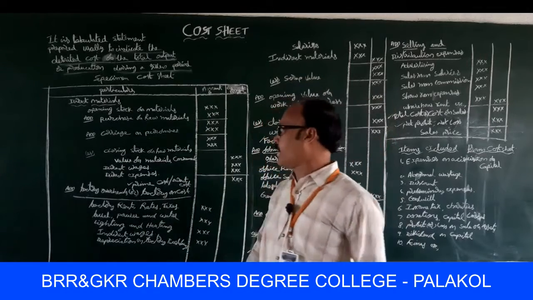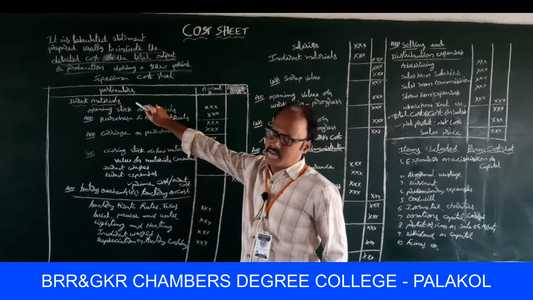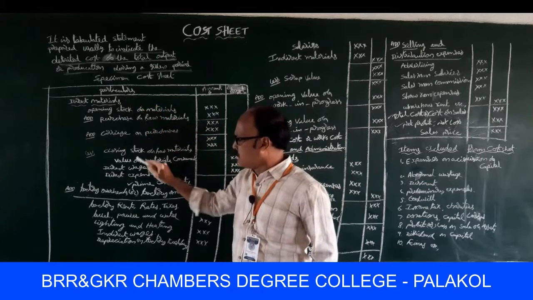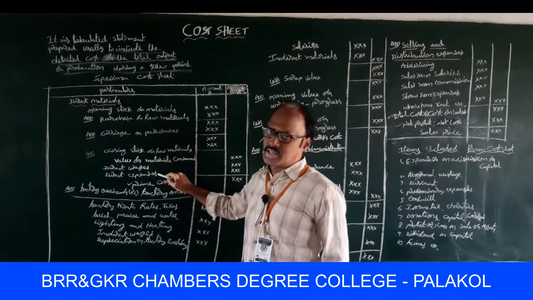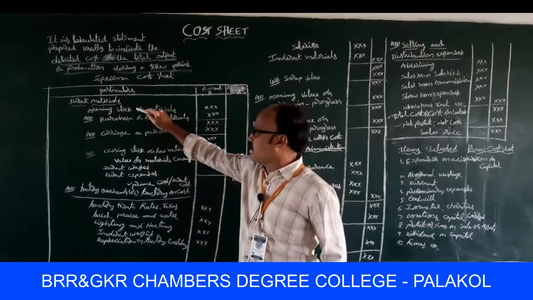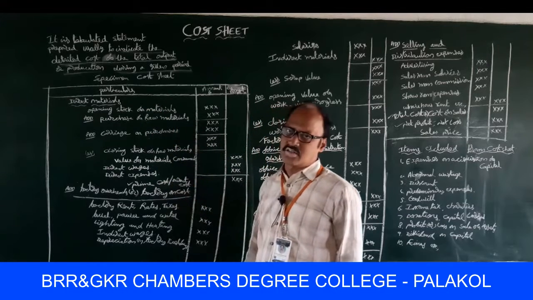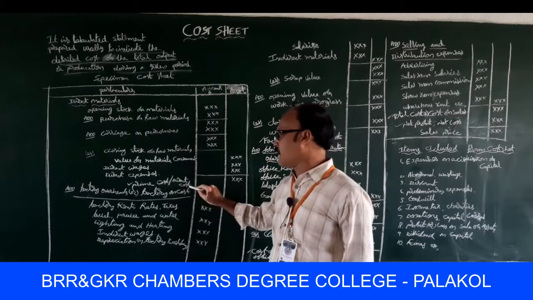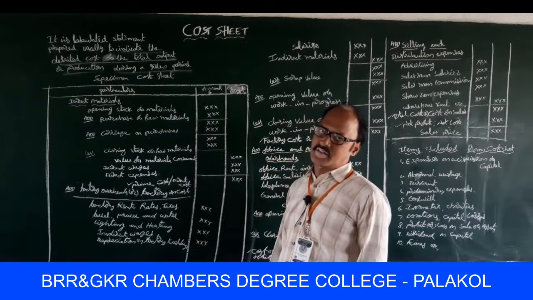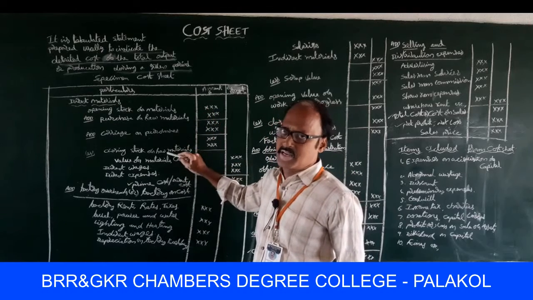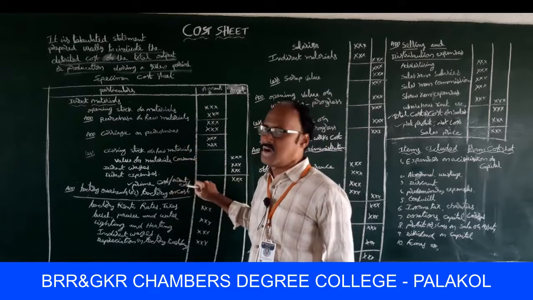Look once again: direct materials, direct wages, direct expenses. These are all the transactions that should be recorded under the head of prime cost. The prime cost is nothing but direct cost. So what is the meaning of that? Direct expenses must be recorded under the head of prime cost.